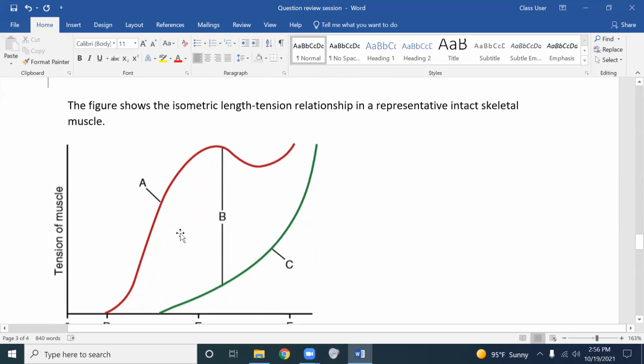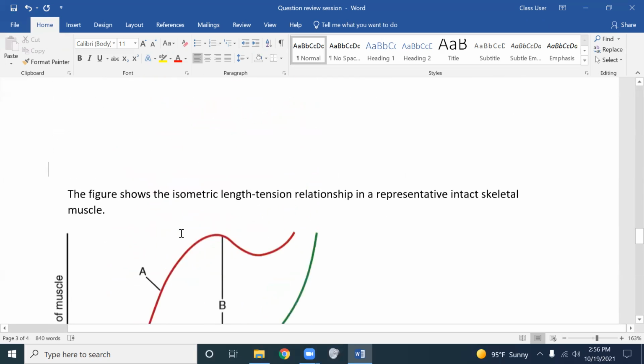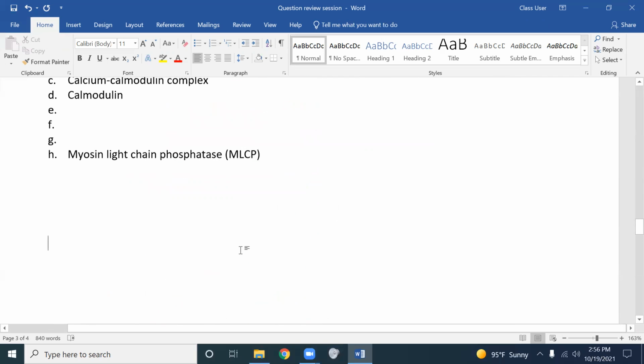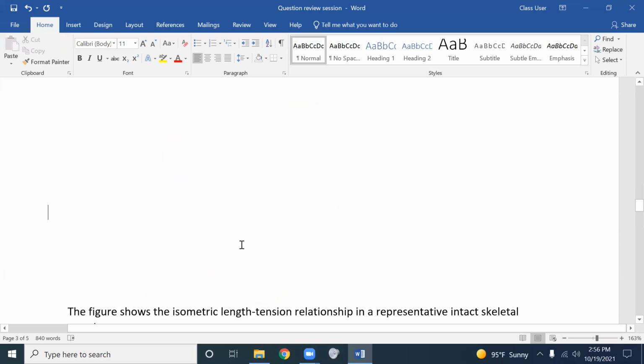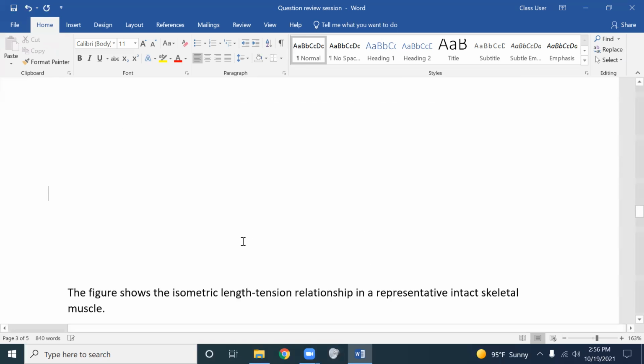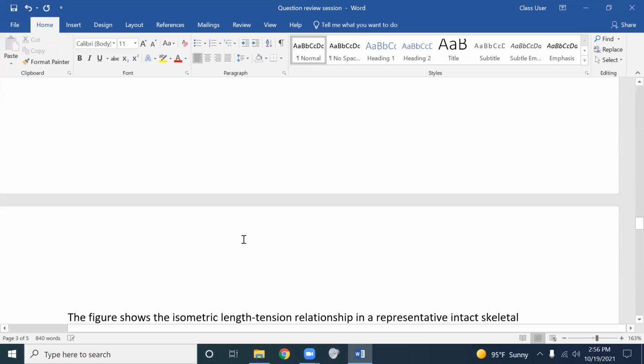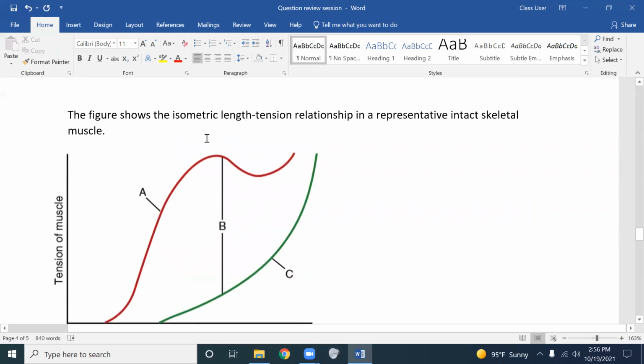And now we have a one-page journal. Okay, there we go. So the figure shows the isometric length tension relationship in an intact muscle. That's my passive tension. That's my total tension. Okay, and the active tension will go up there and then come down like that.